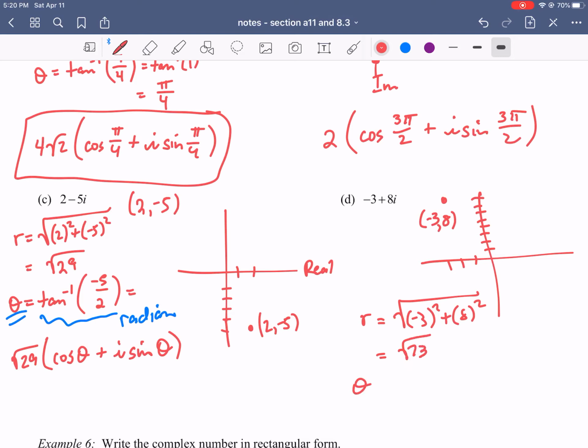And then your angle, again, you'll need a calculator in order to do this. You're going to get tan inverse of 8 divided by -3. And so that is going to give you your answer once you write it in polar form as follows. Square root of 73 multiplied by cosine of whatever that angle happens to be when you calculate it, plus i times the sine of theta.